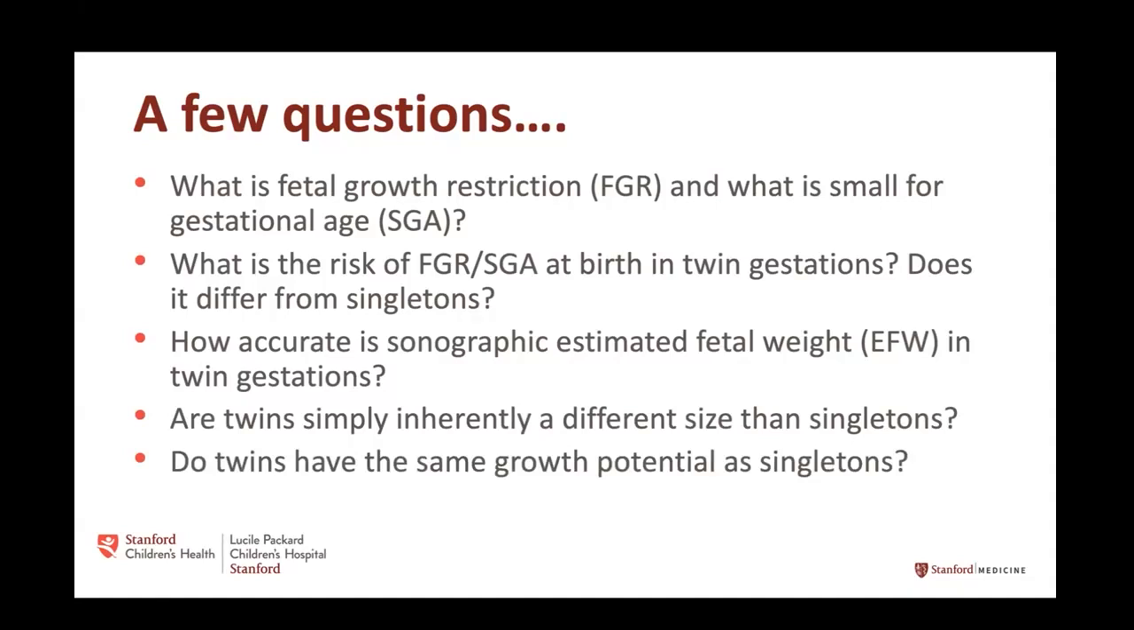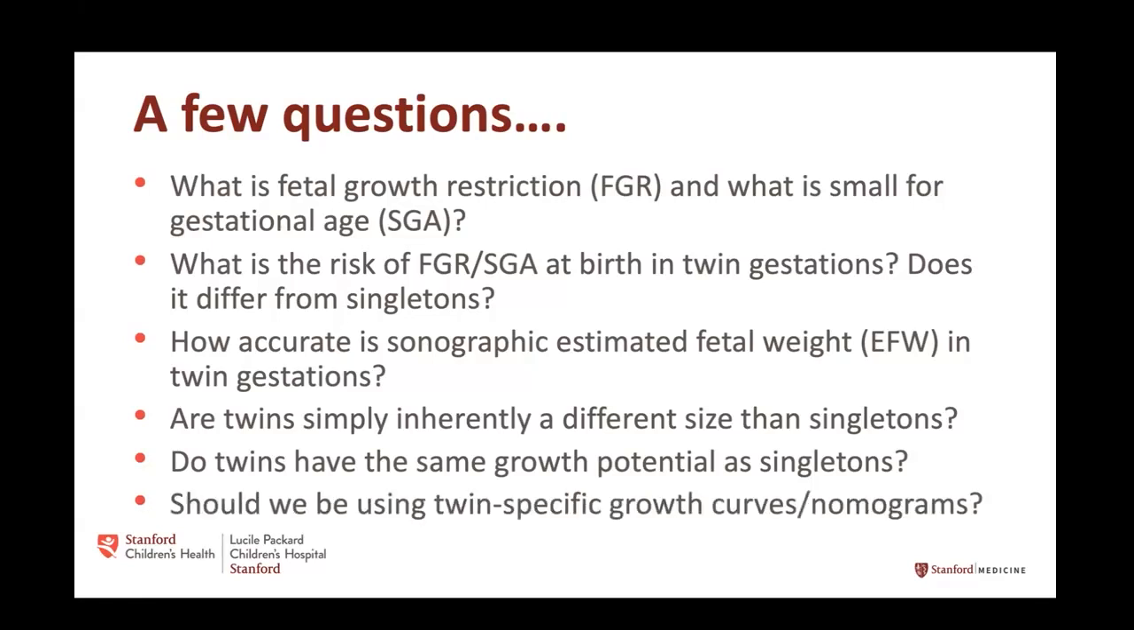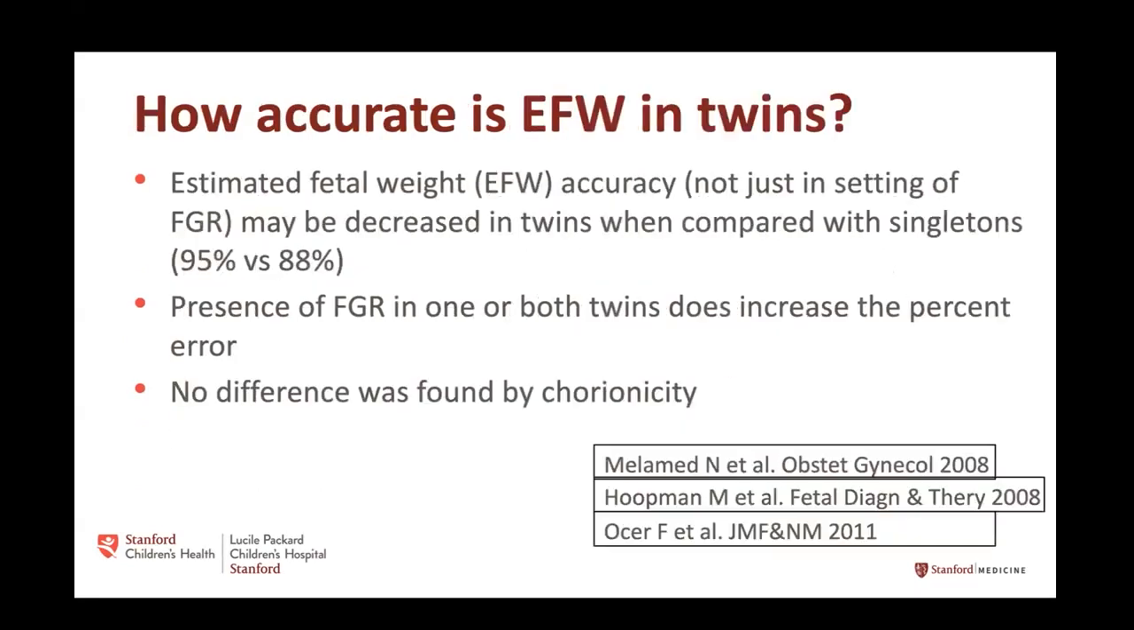We know it's this phenomenon in the third trimester. Is it that they have the same growth potential and something goes awry, or did they have a different growth potential early on in the pregnancy? And we'll try to answer some of these things. And should we be using twin-specific growth curves so that we're not over-calling this idea of a small twin when using a singleton growth curve?